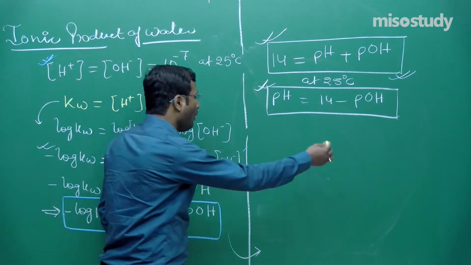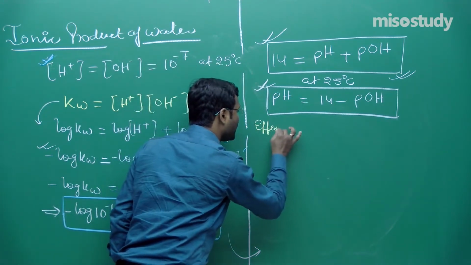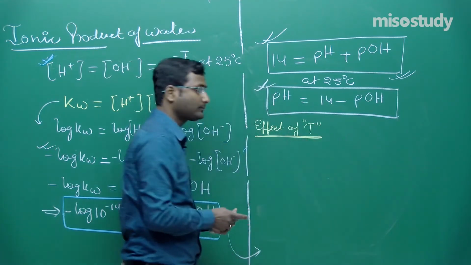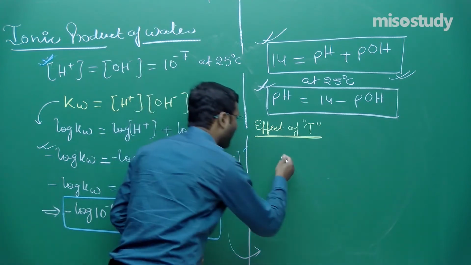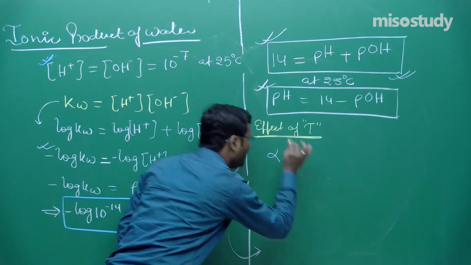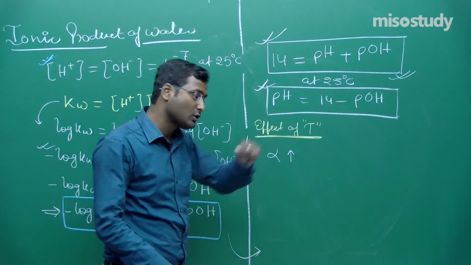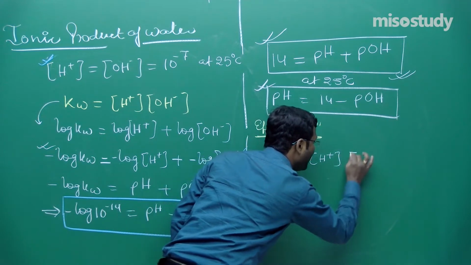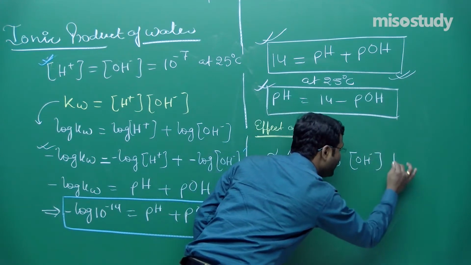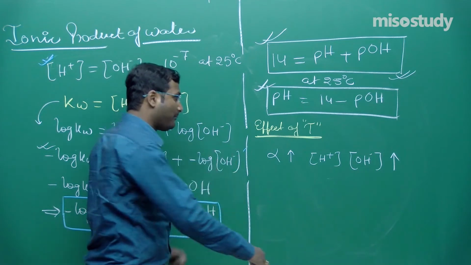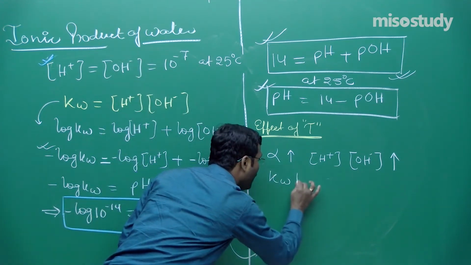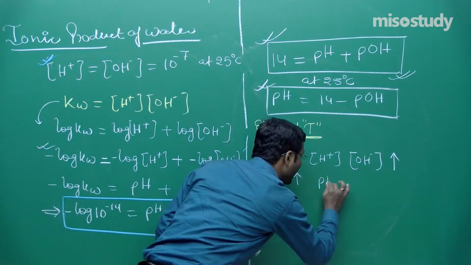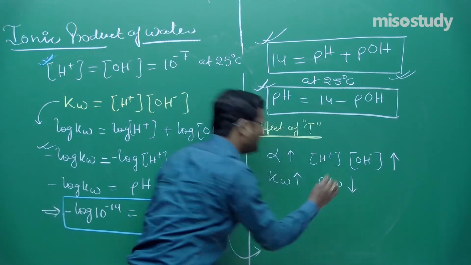Now, what is the effect of temperature? What will happen if temperature rises? It's very simple. If temperature rises, alpha, that is the degree of dissociation, also increases. The concentration of H plus and OH minus ions also increases. The value of Kw also increases. That is, pKw decreases.